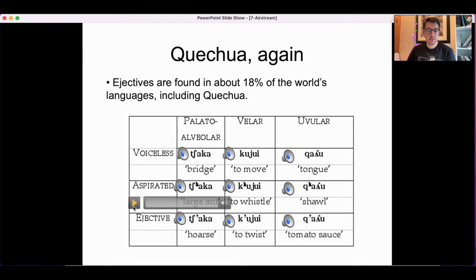And let's produce aspirated. Chaka. So for this ch is just like a ch, but you let the air out before you start producing the vowel. So chaka. Kuyui. Kalyu. Right? And now ejectives. Chaka. Aka. Kuyui. Koyui. Kalyu. Right? And you can sing along.